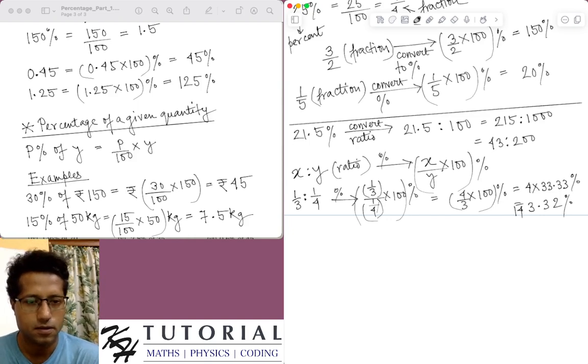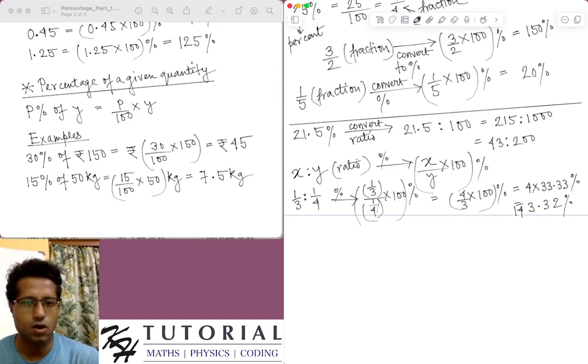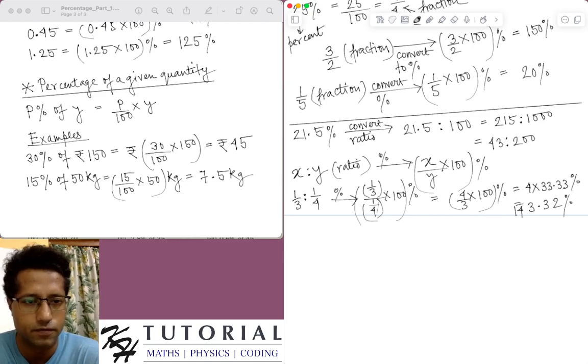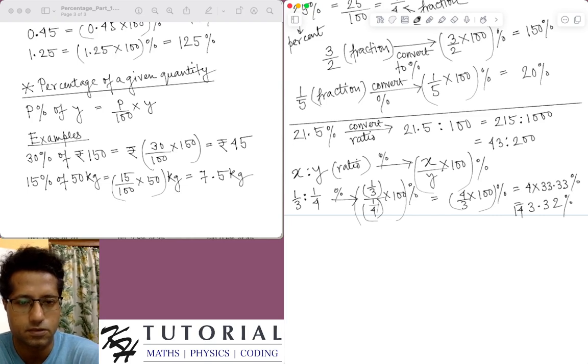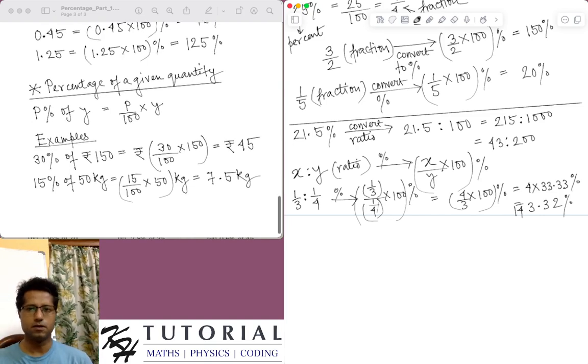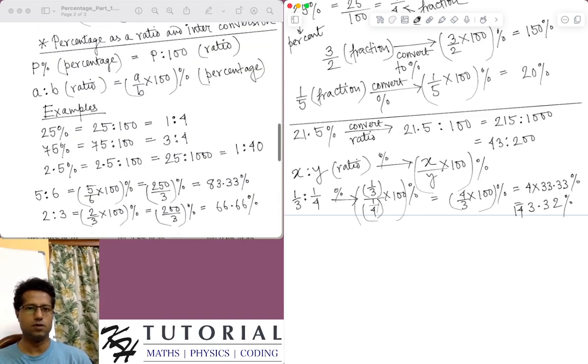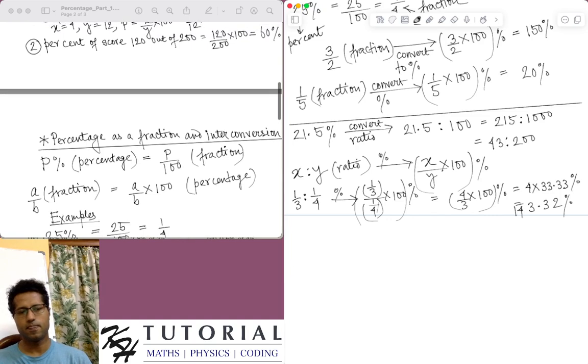As an example, 30 percentage of rupees 150 is equal to 30 by 100 into rupees 150, which is equal to rupees 45. Similarly, 15% of 50 kg is nothing but 15 by 100 multiplied by 50, which is equal to 7.5 kg. So this was all about the concept of percentage and expressing percentage as a ratio, as a fraction, and as a decimal number.